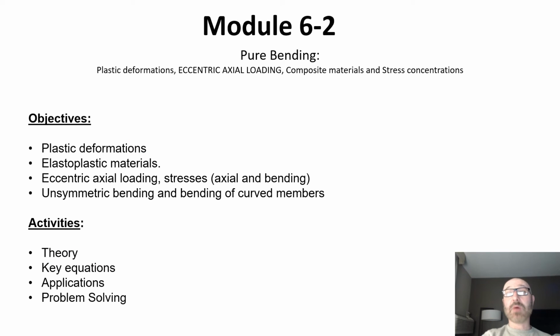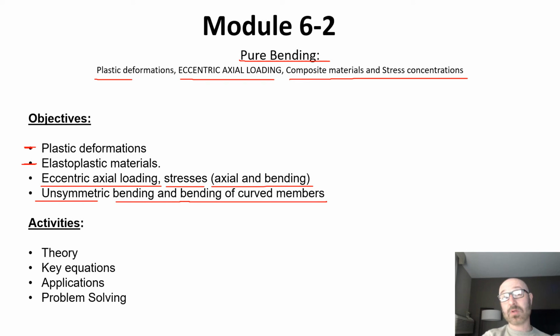Next, we're going to move on to Module 6.2. In Module 6.2, still looking at pure bending, but now getting into plastic deformations, eccentric axial loading, some more composite materials, and stress concentrations. So what we'll take a look at here is, again, what is a plastic deformation, how does that apply, when do we look at these elastoplastic materials, how does that affect our bending, how does that affect our solution to these problems. We'll take a look at eccentric loading, so this axial loading, with the associated stresses for axial and bending. And last, we'll take a look at the unsymmetric bending and also look at the bending of curved members. So these are the four topics that we're going to concentrate on for Module 6.2.